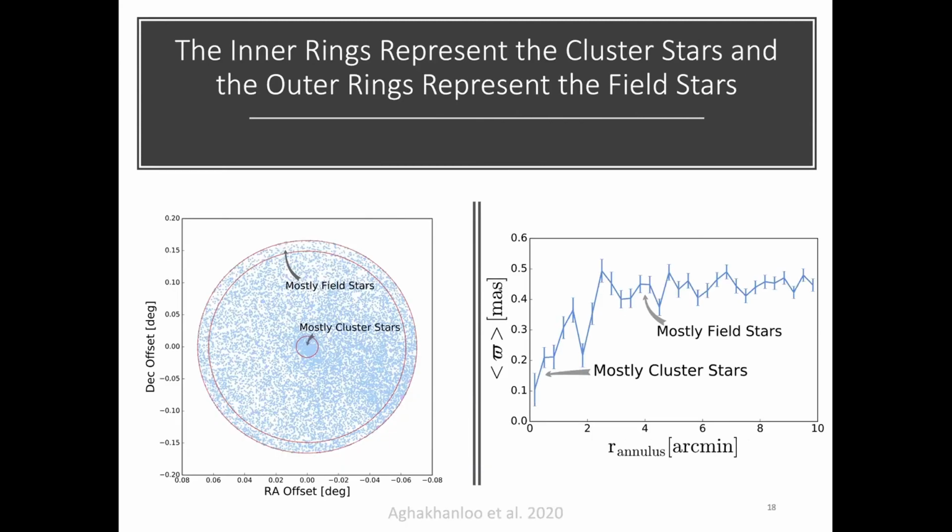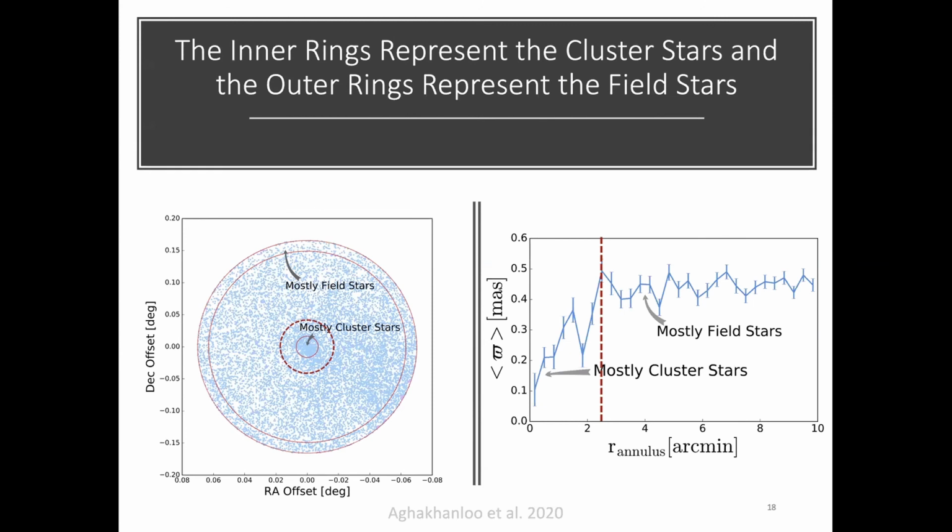On the left side, you can see positions of stars within 10 arcminutes of Westerlund 1. The inner circle marks 1 arcminute and the outer ring is from 9 to 10 arcminutes. The density of the stars noticeably increases towards the center. And on the right side, you see average parallax as a function of radius. The average parallax increases till around 2.5 arcminutes, and then is constant. So most of the stars in the inner circle are associated with the cluster members, and most of the stars in the outer ring are associated with the field stars.